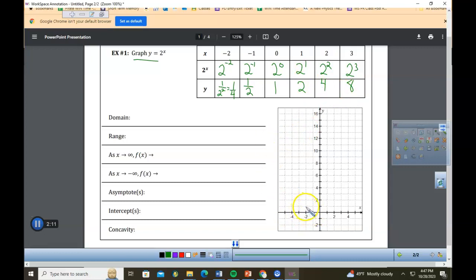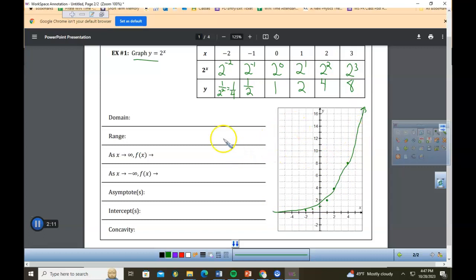Alright. Now let's plot this and see if we can notice anything. When I plug in -2, I got a fourth. Plug in -1, I got 1/2. Plug in 0, I got 1. Plug in 1, I got 2. Plug in 2, I got 4. Plug in 3, I got 8. Now, can this become negative? Is there any number I can plug in for x to make it negative? No dice.